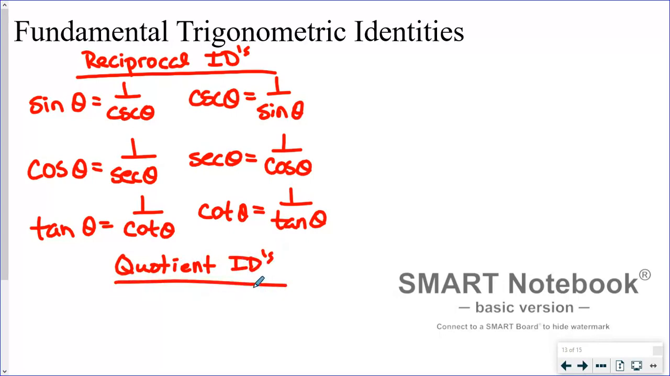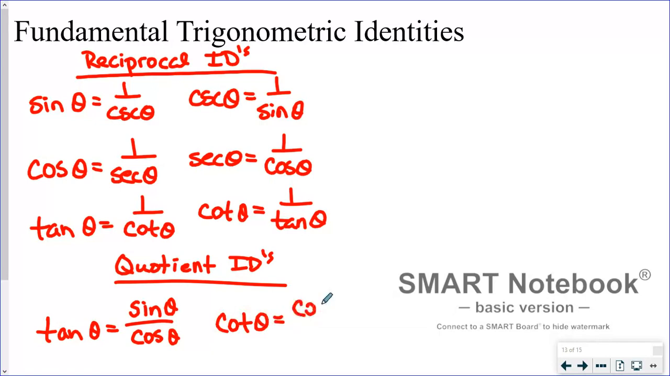We only have 2 of these. All right. Tangent of theta is equal to sine of theta divided by cosine of theta. And cotangent of theta, since it's just the reciprocal, is of course cosine of theta over sine of theta.